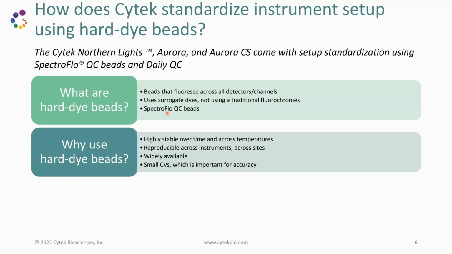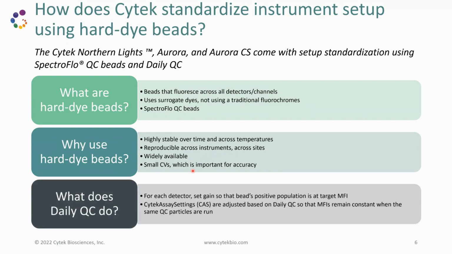Why do we like these bits? These bits are very, very stable over time across temperature. You can leave them outside. They will be fine. They're very robust. They give us very reproducible data across instruments and across sites, and they're easy to transfer from site to site because they're very stable. They're very easily available. You can order, we can get a lot of them, and they have very tight CVs, which is very important to achieve accuracy in the setup.